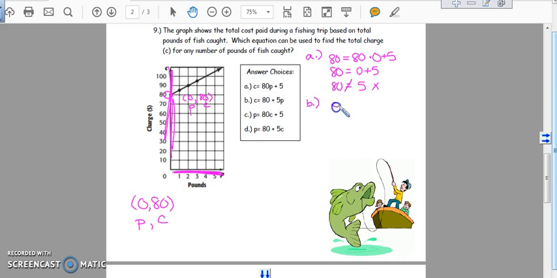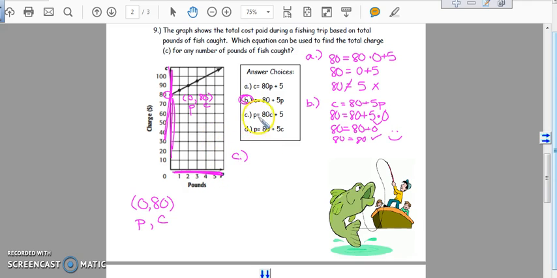Choice B, C equals 80 plus 5P. So my C is 80. 80 equals 80 plus 5 times my P, which is 0. Make sure we do multiplication first. That's 0. 80 plus 0 is 80. Check mark. This is our answer right here. But I do want you to go through and do all 4 because I want you to see how we're doing this.